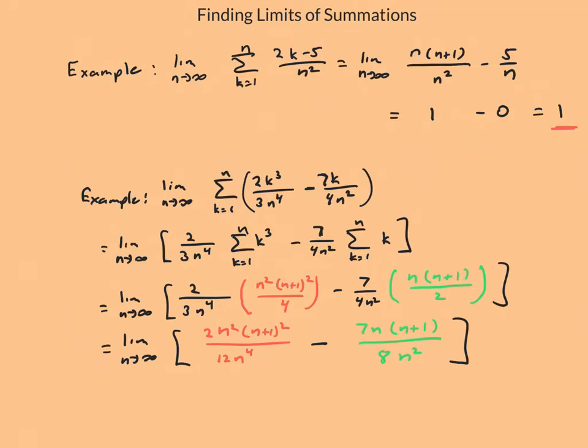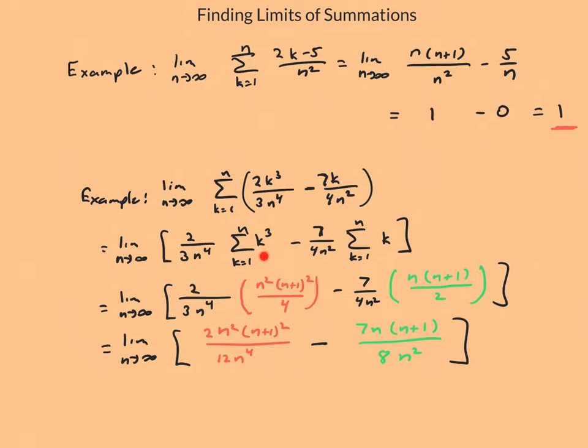So I took the 2 and 3n to the fourth outside, and so I just have the sum of k cubed. Minus, in this case, 7 over 4n squared, which I pulled out as the sum of k. And then it's just a matter of remembering the formulas.